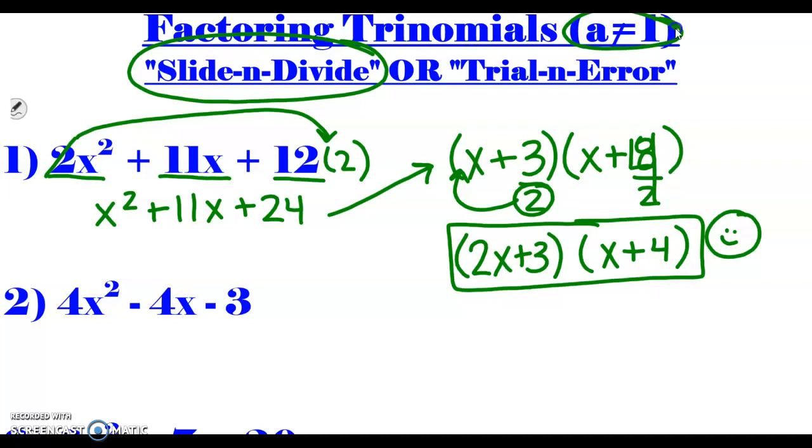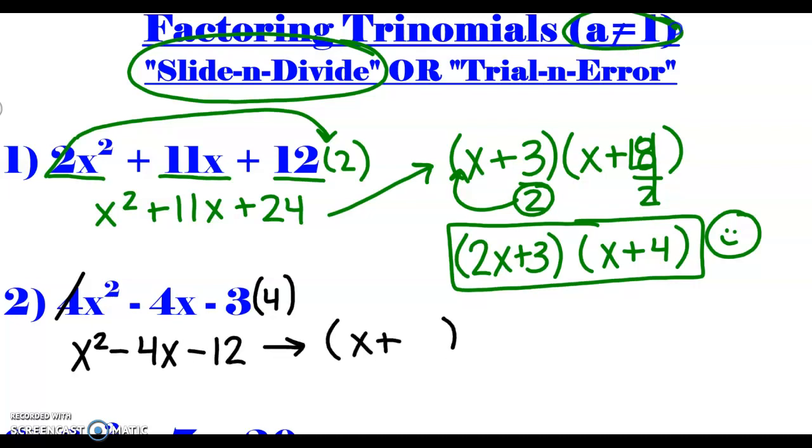So again, what you do is take that first number and put it on the end and multiply. So this becomes x squared minus 4x minus 12. You then riddle that. We're going to have an x plus and an x minus because the third term is minus. What multiplies to give us negative 12 and adds to give us negative 4 is going to be positive 2 and negative 6.